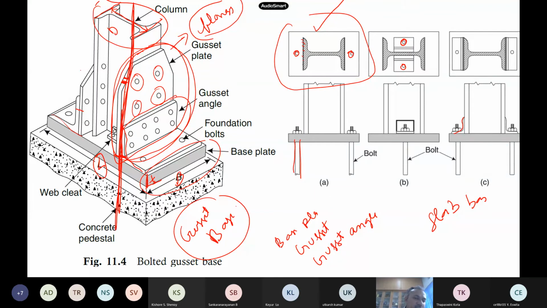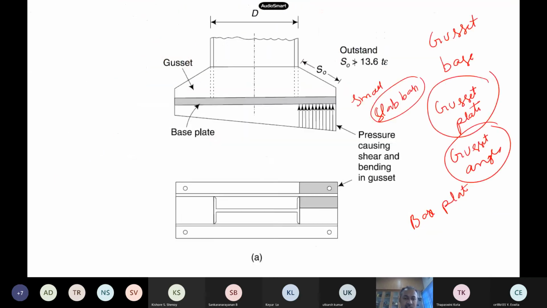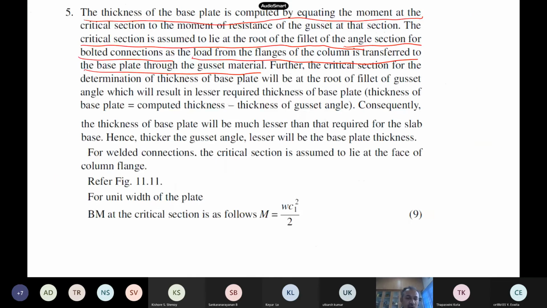Okay, so here you have to find out the bending moment actually. So this one and this one also. But here anyway, due to symmetry it will be same. So here you have to find out the section. Okay, so that is what the critical section is. If you take it as some C1 or whatever, you see in the figure, M = w into C1 square by 2. So there you take the moment and you equate it to the capacity. So you can calculate the thickness.